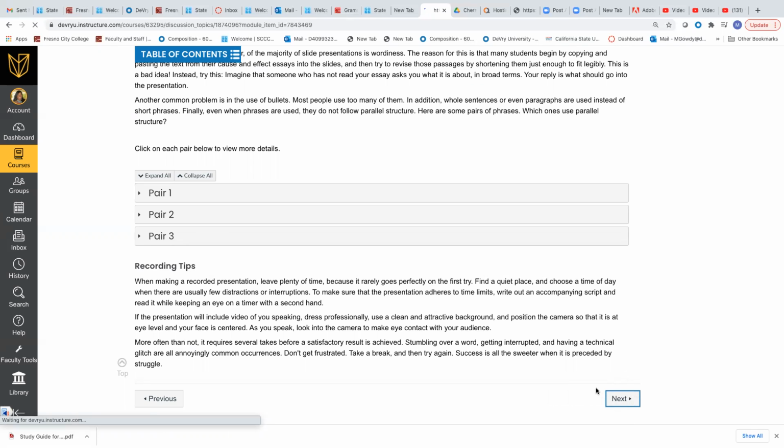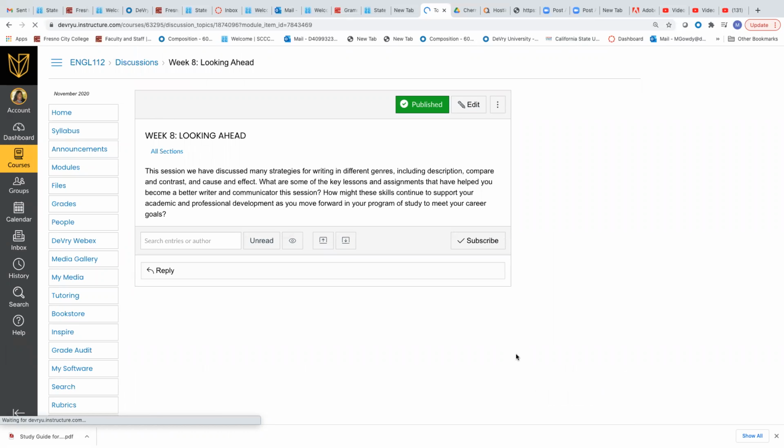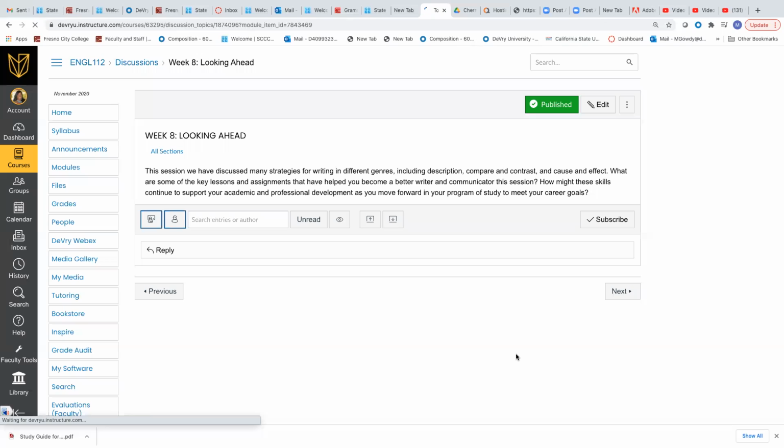Looking ahead, this is our next form that we have since we don't have a discussion. So in this session, we will have discussed many strategies for writing in different genres, including description, compare and contrast, and cause and effect. What are some of the key lessons and assignments that have helped you become a better writer and communicator this session? How might these skills continue to support your academic and professional development as you move forward in your program of study to meet your career goals.